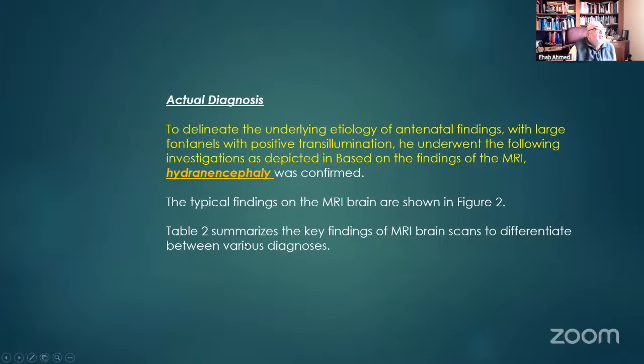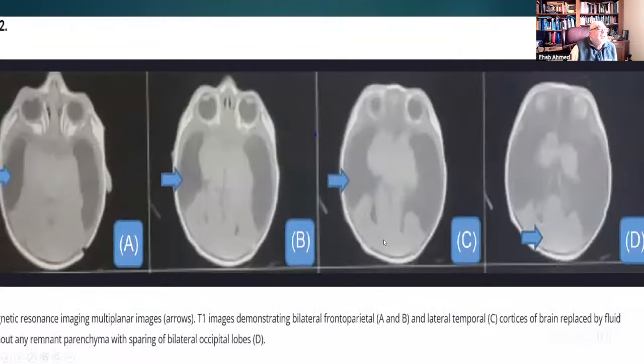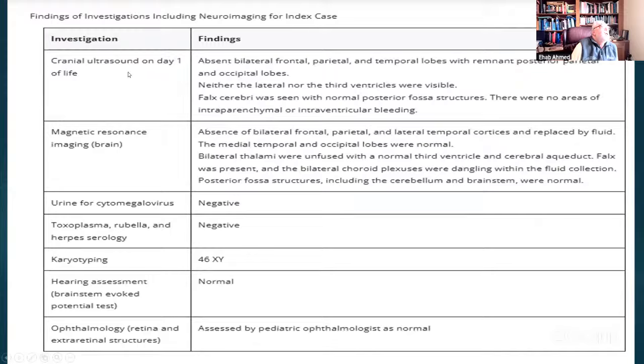Okay. Table 2 summarizes the key findings of MRI. If you do ultrasound on day one of life, you will find absent bilateral frontal, parietal, and temporal lobes. There are different degrees. And remnant posterior parietal and occipital lobes. Neither the lateral nor the third ventricles were visible. Falx cerebri was seen with normal posterior fossa structures. There were no areas of intraparenchymal or intraventricular hemorrhage.